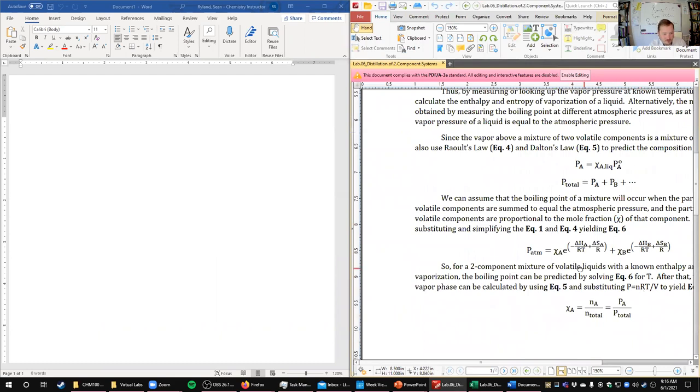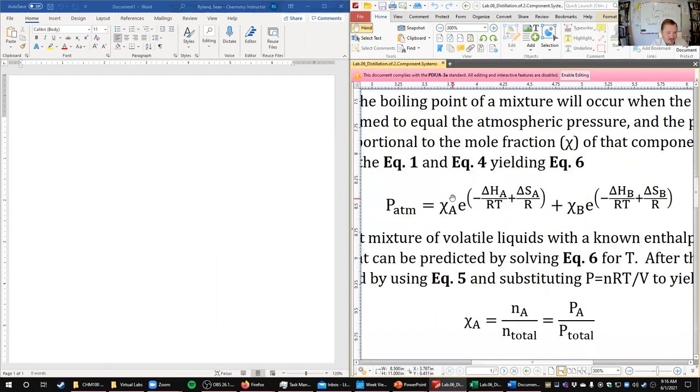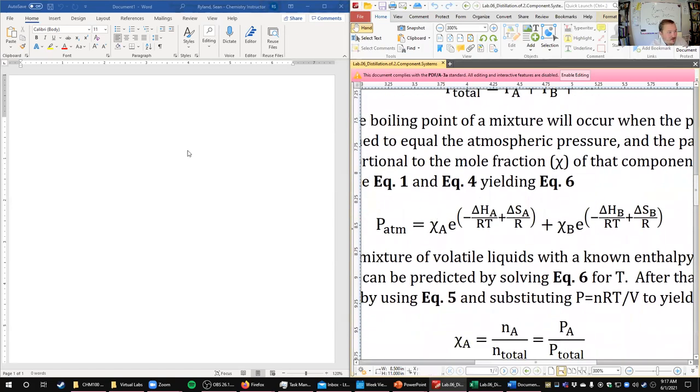All right, so if we want to solve for the boiling point at 1 atmosphere, we're going to use equation 6. The problem is that we're trying to solve for T in this big mess. Because if we know everything except for the boiling point, the temperature, right? It's the temperature where this complete equation is equal to 1 atmosphere.